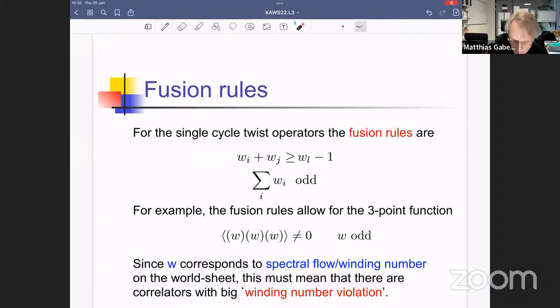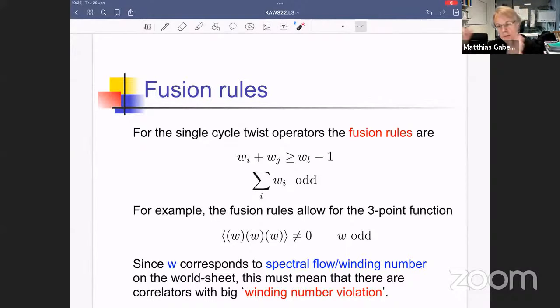And for example, they always allow the three-point function of the form WWW, where W is odd. That's one three-point function that always exists, because clearly three odd numbers sum to an odd number. And if all the W's are the same, this first condition is trivially satisfied.